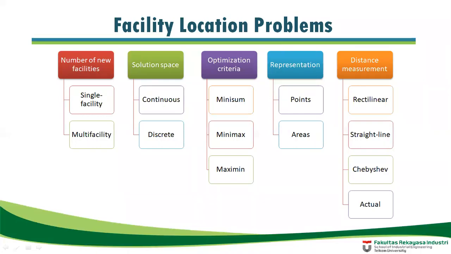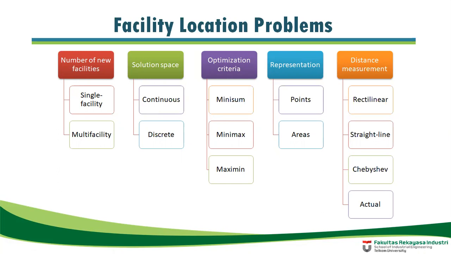The facility location problem has many aspects that should be considered by a facility planner. For instance, if you want to add some new facility, you may use a single facility approach or a multi-facility approach. And for the solution phase, you can apply the continuous concept and also the discrete step.